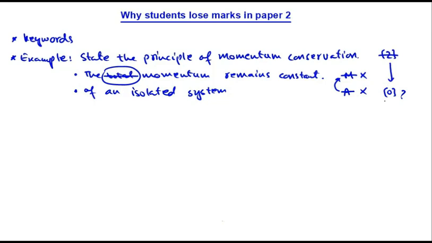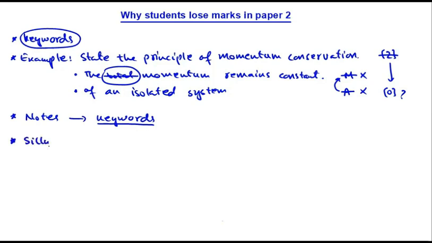So students, remember, when you learn the definition of a physical quantity or the statement of a law, always pay particular attention to the keywords, remember them and never omit them. To make this easier for you, in my notes, the keywords in all the definitions and statements have been underlined so you can easily identify them when you learn the definitions and statements. Now, other silly mistakes that students make in paper 2 include not showing working when it's required.